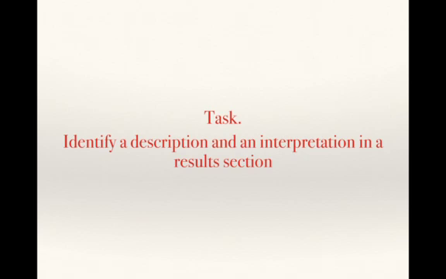Let's have a look at another task here. At this point, you need to identify a sentence with a description and a sentence with an interpretation in the excerpts A and B. Highlight a description with a yellow marker, and an interpretation with an orange marker.